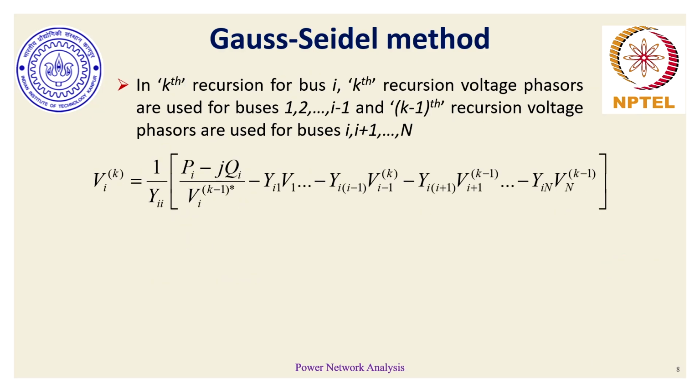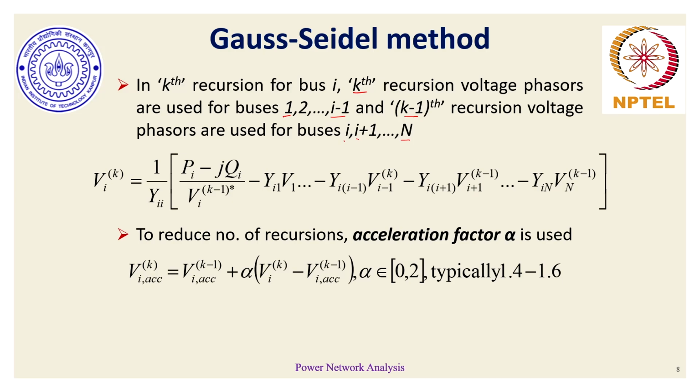So in general, if I have to find the kth recursion solution for bus I, for all prior voltages before bus I, which is bus number 1 to I minus 1, the latest bus voltage phasors to be used are the kth recursion itself. Whereas for following buses from I plus 1 to n, the kth minus 1 recursive value would be used, and all this is possible only when these injection values are known. So I'll come to that aspect a little later.